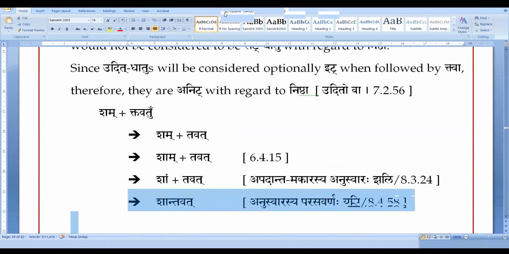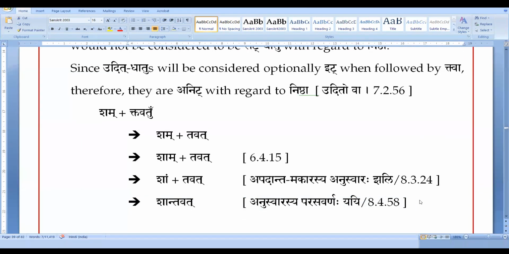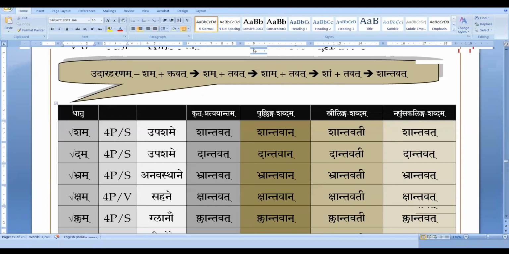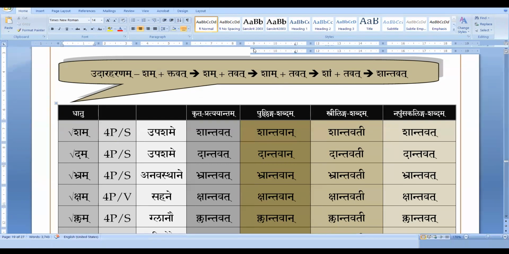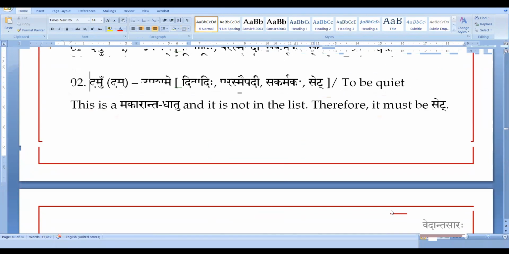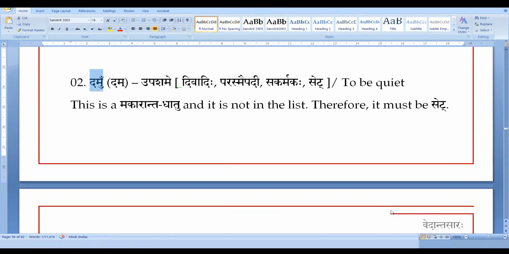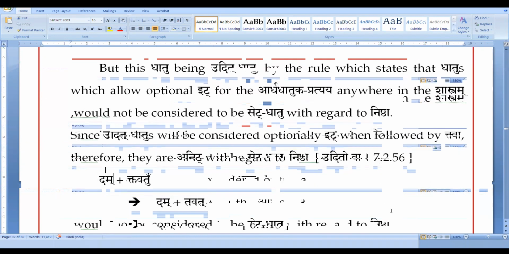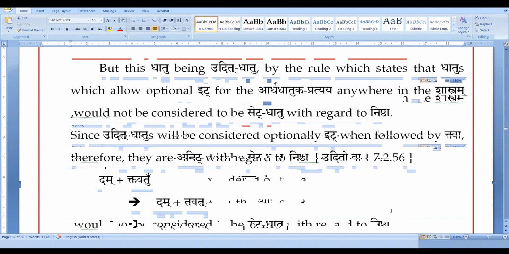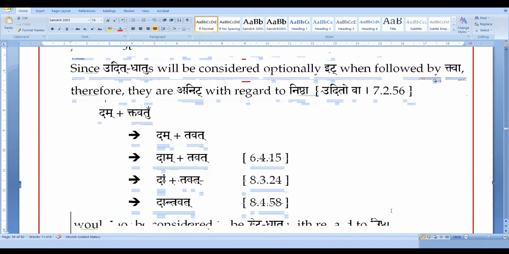And all the dhatus you see with the it letter, the aupadeshika dhatu rupam would be shamu, damu, bhramu, etc. All are udit dhatus. Therefore it will be anit. The dhatu kosha will say set, but here it is anit because udito va. Damu, udit. This dhatu is also not in the list, as we have just seen, therefore it must be set. But this dhatu is udit, so optionally, with regard to nishta, it is negated. Therefore dam plus tavatu, jaladi pratyaya, followed by upadha dirghatvam, then anuswara followed by parasavarnaha. Therefore danta.